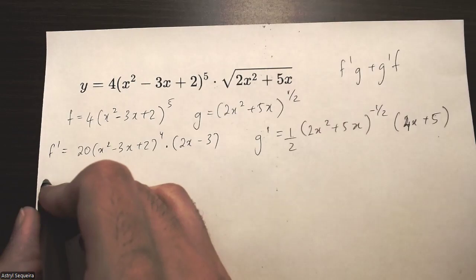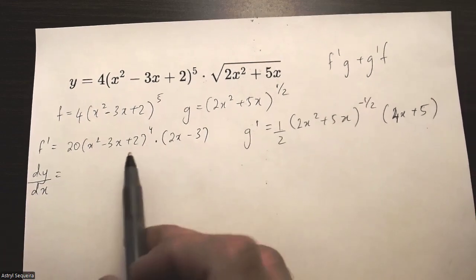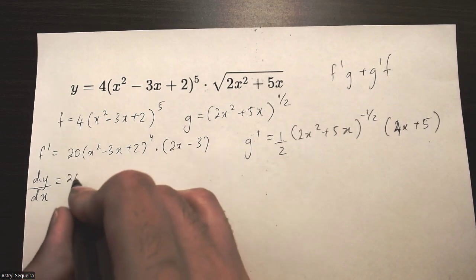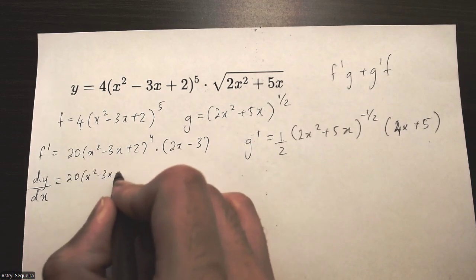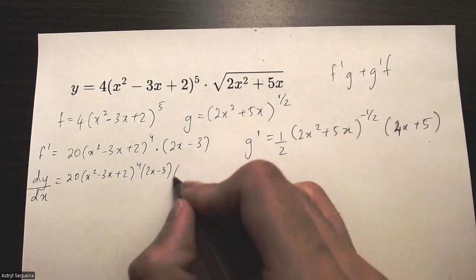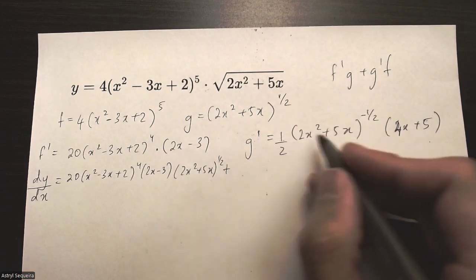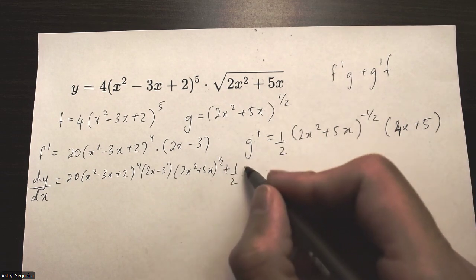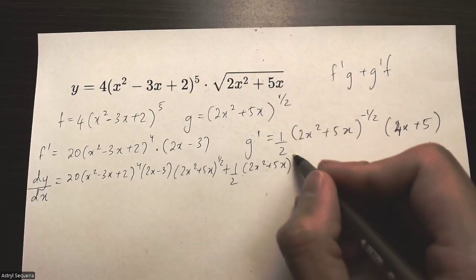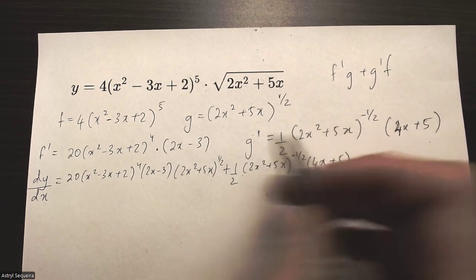So let's do that over here. I'm going to squeeze it in because this one is even larger than the previous one, and that one barely fit in the page. So I'm going to write this pretty small. So f prime g plus g prime times f.